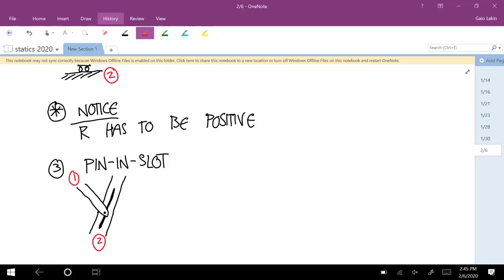Yeah, if I try to push it or pull it perpendicular to that slot, it won't go. So it has to apply a force perpendicular to that slot. What about perpendicular to that first axis? So along the slot, it can translate, and so there's no force there. Rotations? No, it can rotate, so there's no couple. So the only force is perpendicular to that slot. That's the only load that's applied.